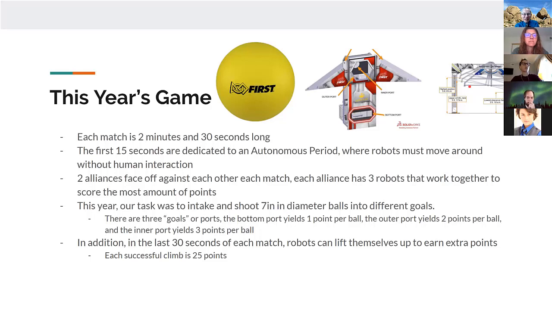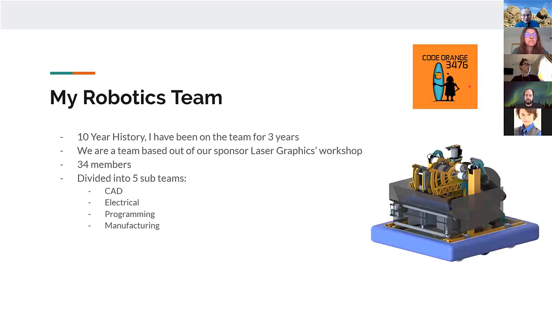My robotics team is called Code Orange 3476. You just get assigned team numbers. It has a 10-year history, but I've only been on the team for 3 years. And we are a team based out of our sponsor's graphics workshop in Irvine.